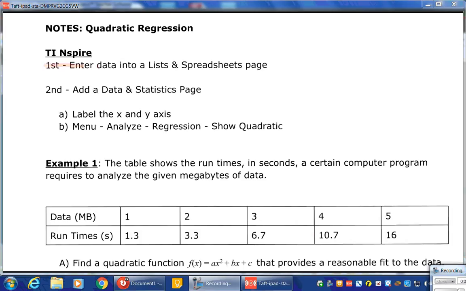So first we're going to enter all of the data into a list and spreadsheets page. And then we're going to add a data and stats page, and it's going to plot our data after we label the X and Y axis. And then we can get the equation by doing a regression. So let's do one of these problems together.